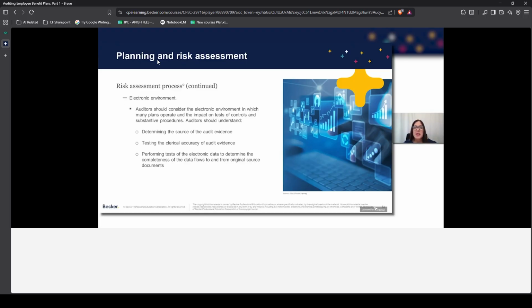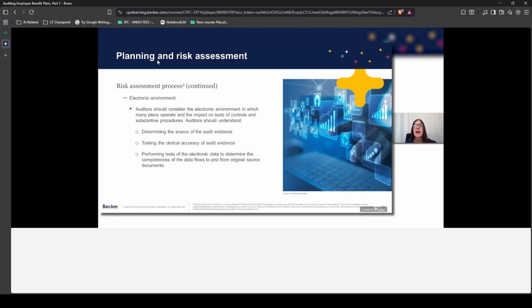And I'm hesitant to say this, but I think it's still safe to say that every single one of your plan sponsors and plans are operating in some type of electronic environment. Yes, some plans may still utilize paper enrollment forms and change forms and distribution request forms, but a lot of the other activity is taking place in an electronic environment.